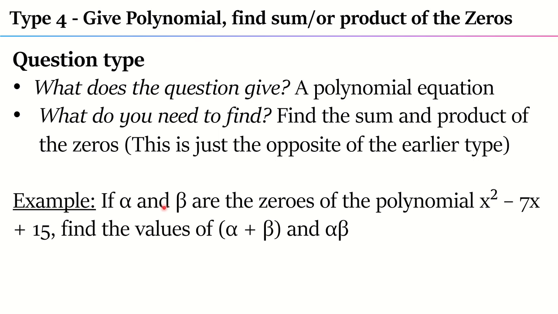So if alpha and beta are the zeros of the polynomial x square minus 7x plus 15, find the values of the sum of the zeros, that is alpha plus beta, and alpha beta, which is the product of the zeros.